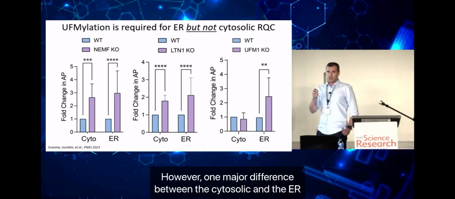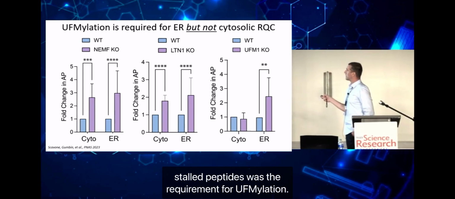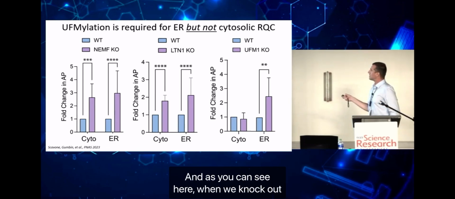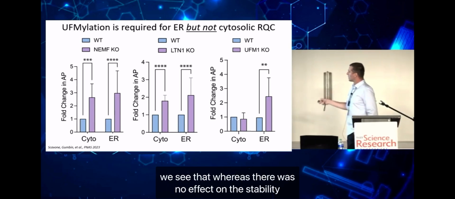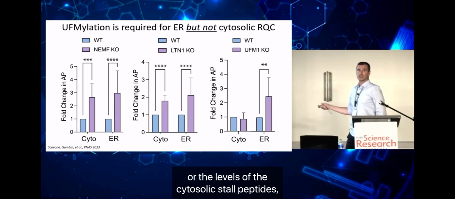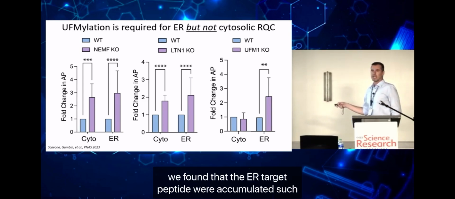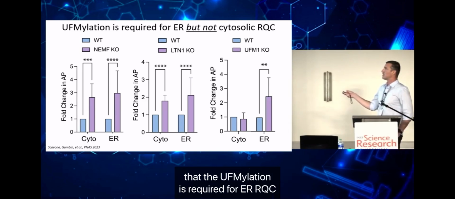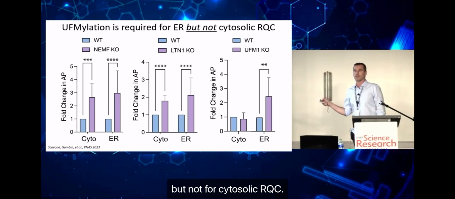However, one major difference between the cytosolic and the ER-stalled peptides was the requirement for UFMylation. You can see here, when we knock out UFM1 or other genes of the UFMylation pathway, there was no effect on the stability or the levels of the cytosolic stalled peptides, whereas the ER-targeted peptides accumulated. So UFMylation is required for ER RQC, but not for cytosolic RQC.